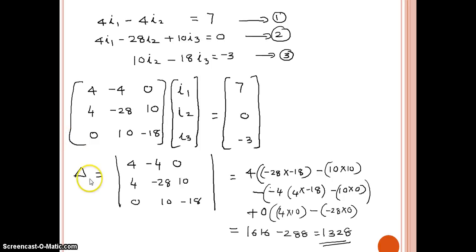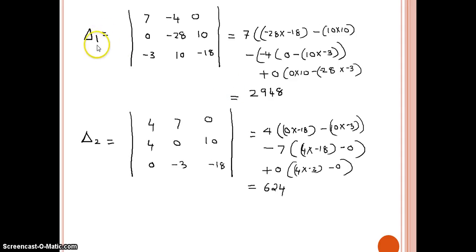Now you need to calculate delta 1. Delta 1 means replace the first column by 7, 0, minus 3 and get it. When we solve delta 1, we get 2948. Delta 2 is 624. So we want to get now I1 and I2. I1 is equal to delta 1 divided by delta. We know delta 1 is 2948 divided by delta, which is 1328. Solving it, we get around 2.2 amperes.